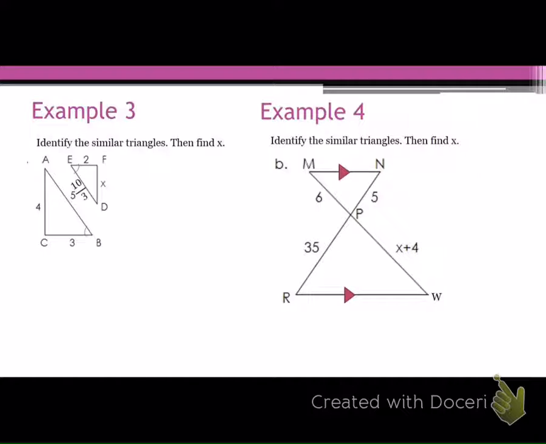So we are going to identify the similar triangles and then find x. So we know that they are similar. So you know how we talked about similar polygons and how it might be nice to rotate them? So do you see how E and B are marked congruent? I'm going to rotate that second triangle there.